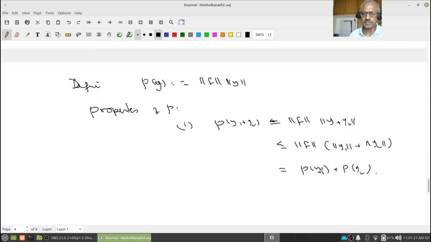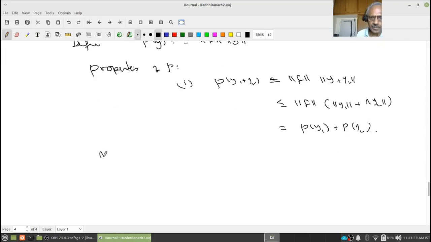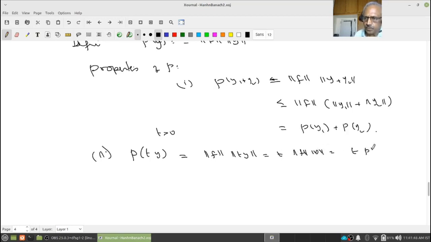Do you understand this? And the second property is P of t y. Suppose t is positive, then this is by definition norm of F into norm of t y, but since t is positive, this is t into norm of F into norm of y, which is equal to t into P of y. So we are going to look at such functions. P is called sublinear.